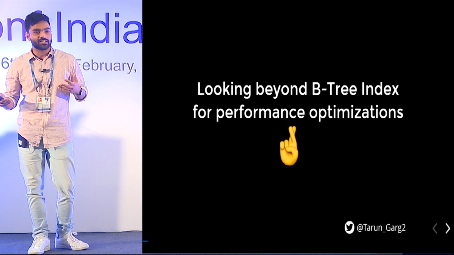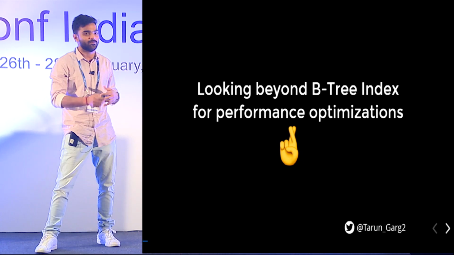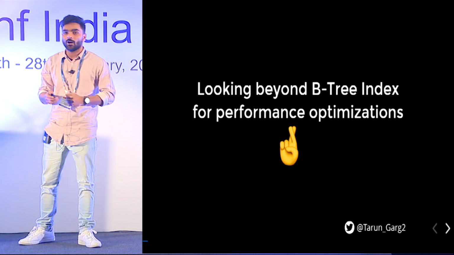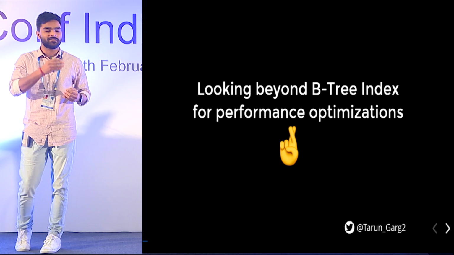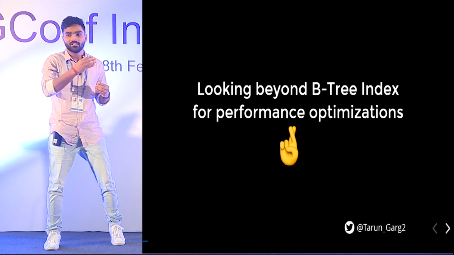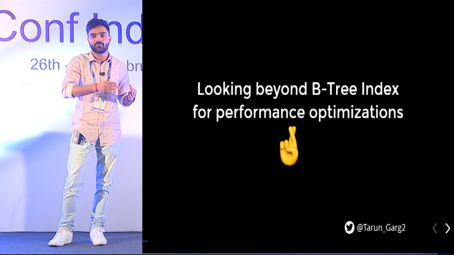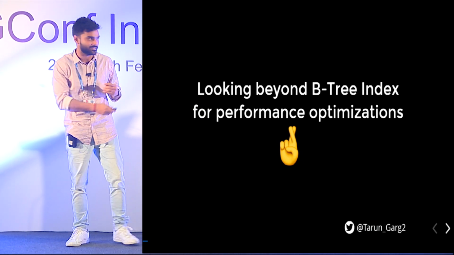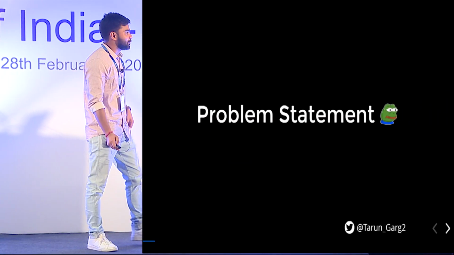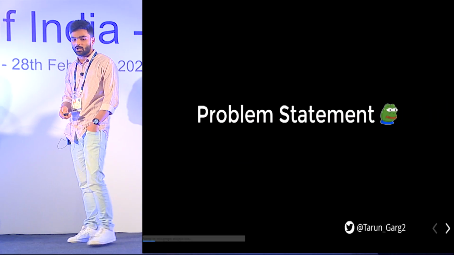So what are the alternatives to creating a B-tree index? Where do B-tree indexes fail? What are the options that you can explore? And how has this process evolved over the different Postgres versions: 9.4, 9.6, 10, 11, 12, etc. So first, let's look at the problem statement that we are trying to solve here.